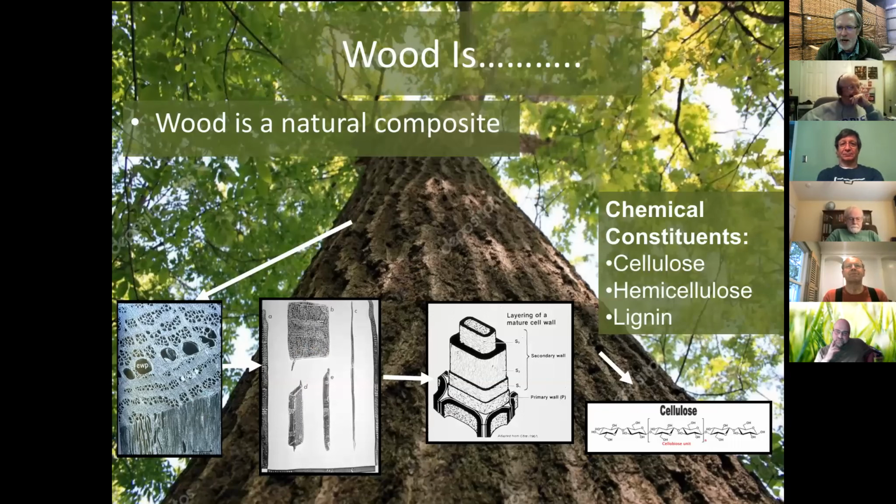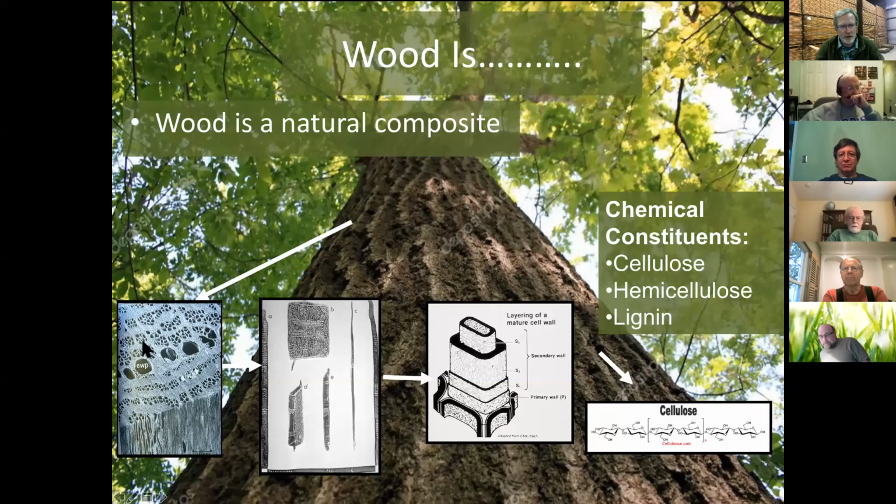Wood is a natural composite. A lot of times we think of wood as very simple, right? It's just a board that comes from a tree. But if you think about it, wood, lumber, is basically a composite of cells. And those cells have an orientation.